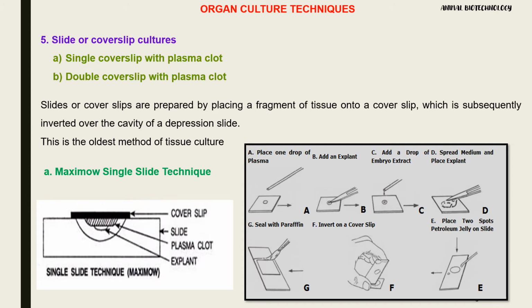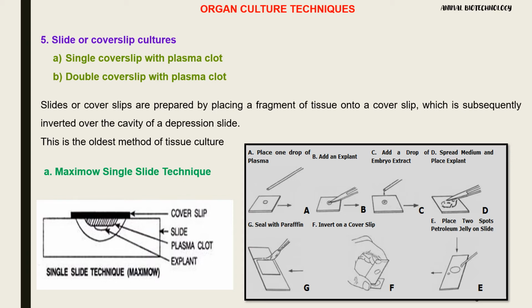Another method of growing organ culture on plasma clot is on slides or cover slips instead of a watch glass. This is the oldest method of tissue culture. This includes two techniques: single cover slip with plasma clot, also known as Maximov's single slide technique, and second, double cover slip with plasma clot, also known as Maximov's double cover slip method.